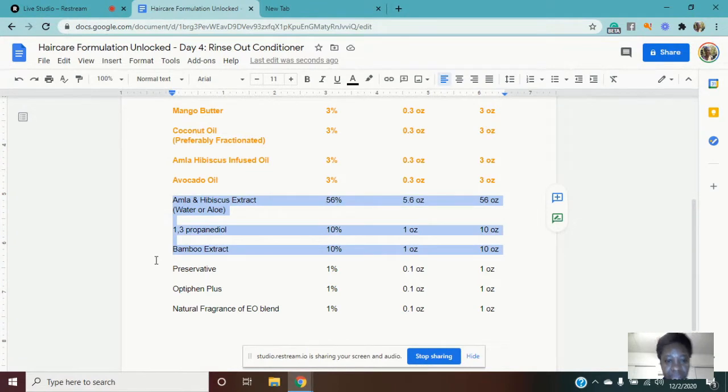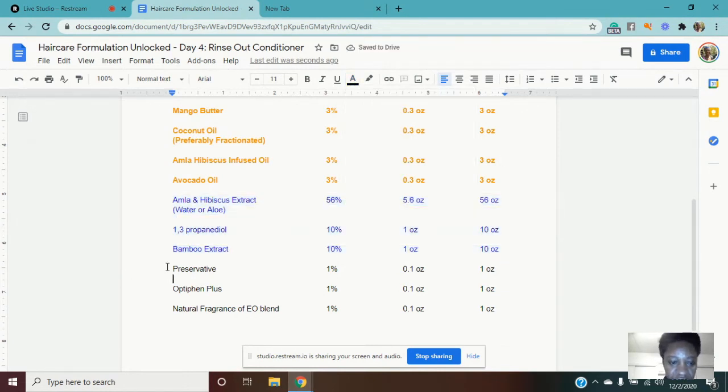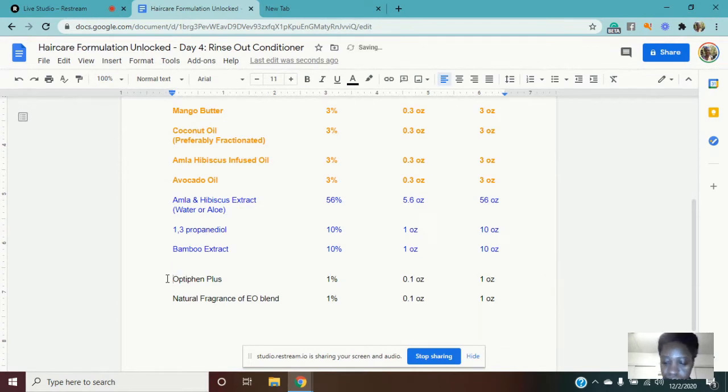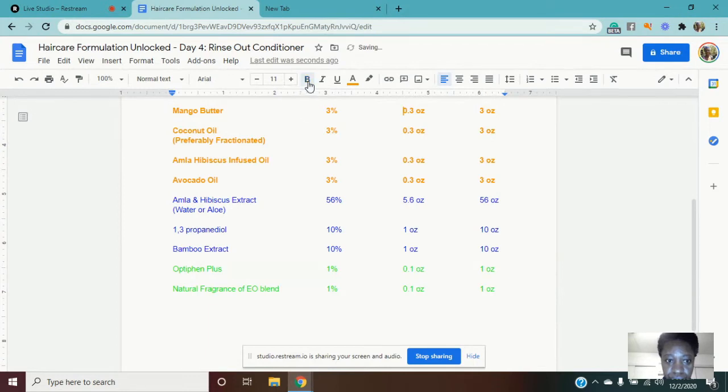Oh, I see the mistake that I made now. That's okay. I'll fix it with the water portion. So this is what I did, is that I put Optifen Plus and I put Preservative, right? So we'll make this green. And because I removed 1%, we're going to add it back here by just making that 57%, which then we can easily change here.